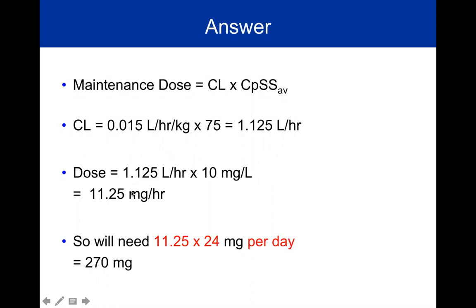and here, as you see, the dose is obtained by multiplying the clearance with the steady state plasma concentration, and the result will be 11.25. So we'll need 11.25 multiplied by 24 milligram per day, equal to 270 milligram.